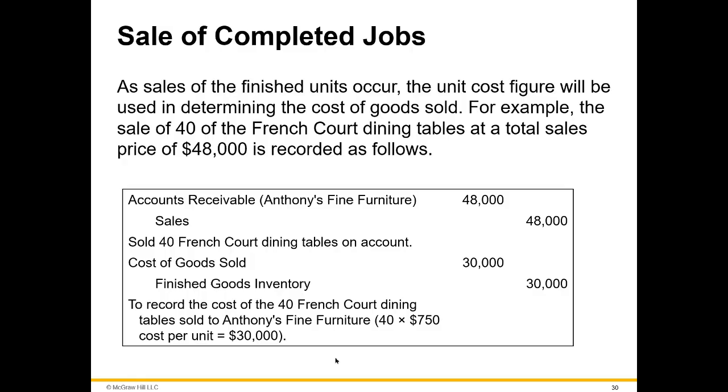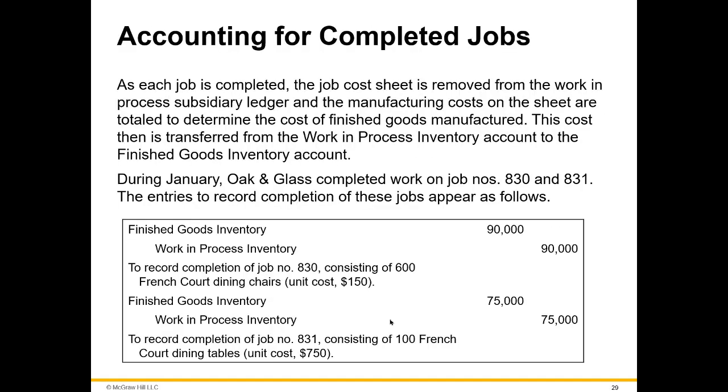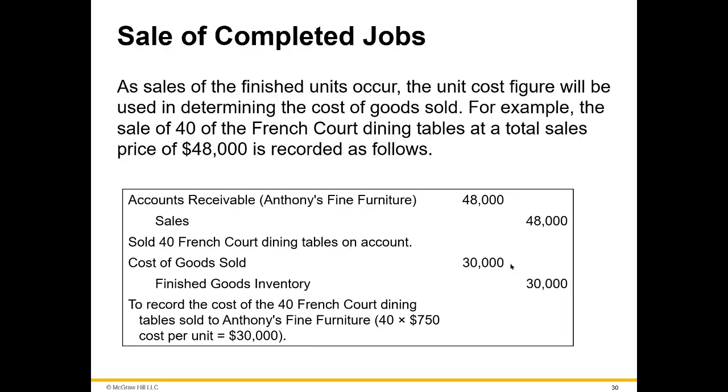And so finally we sell. We're selling 40 of the French court dining tables, and we sell them for $48,000, but the cost was $750 a piece, right? And that's just from this right here, this unit cost for 831. And so that goes to both the receivable and the sales. This could be cash, but it looks like it's sold on account. So debit accounts receivable, credit sales. And then that's the revenue side of it. That's at market value, what we sold it for.